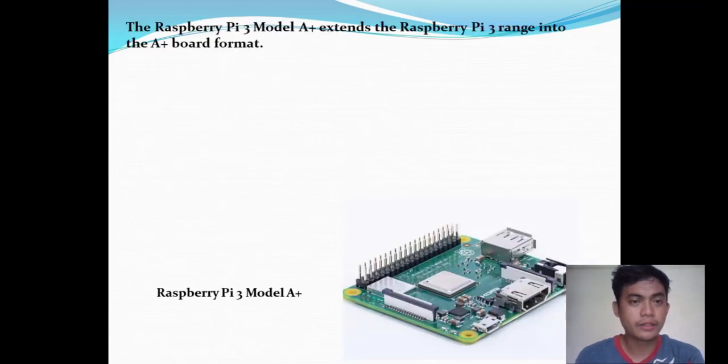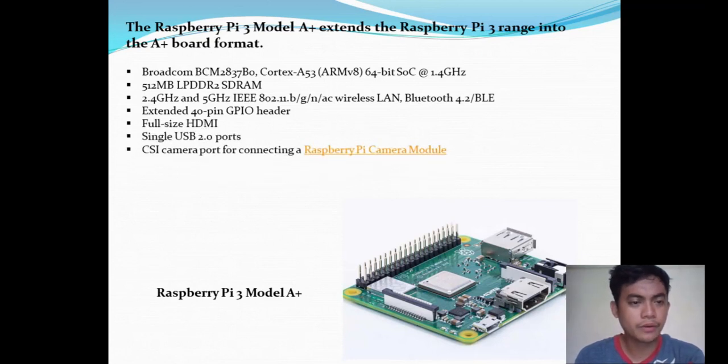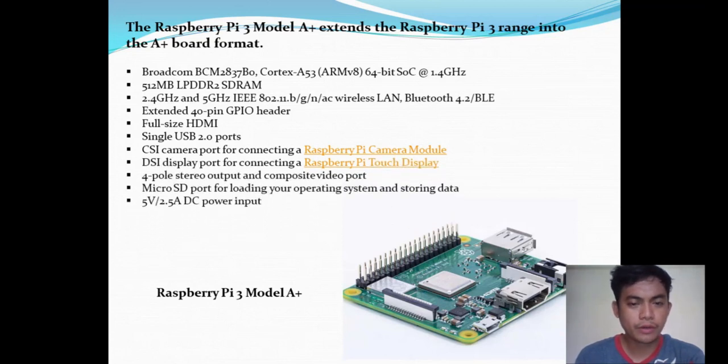And last is the Raspberry Pi Model 3 A+. It has a Broadcom BCM2837B0, 512 MB, 2.4 GHz and 5 GHz IEEE, extended 40-pin GPIO header, full-size HDMI, single USB port, CSI camera, CSI display port connecting to the Raspberry Pi touch display, 4-pole stereo output, composite video, micro SD port, 5 volts power input.